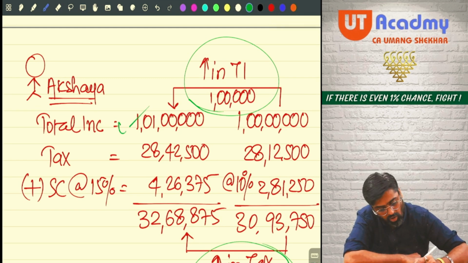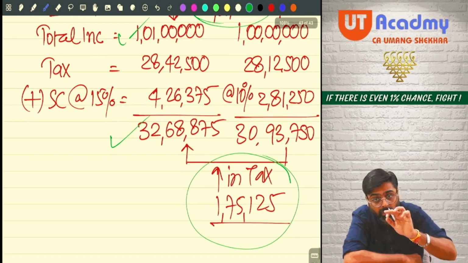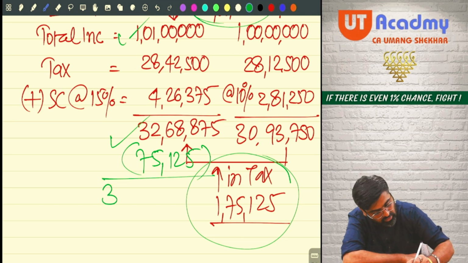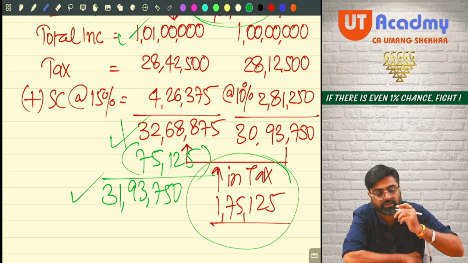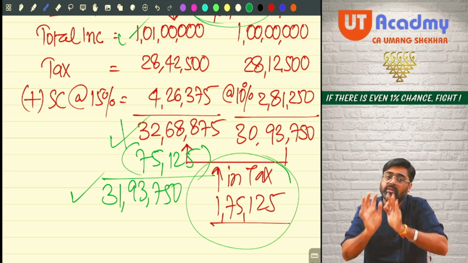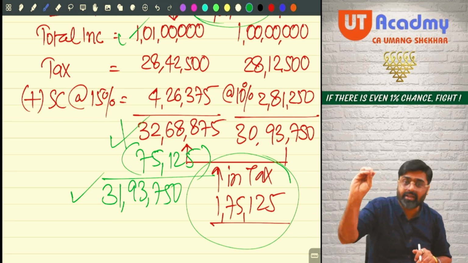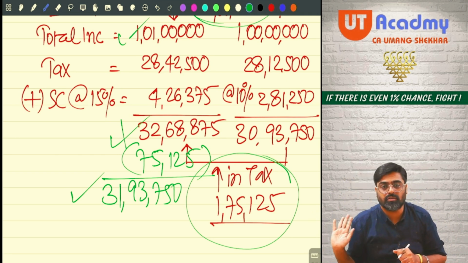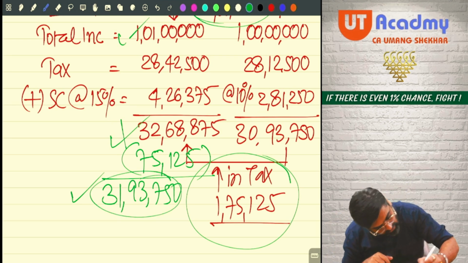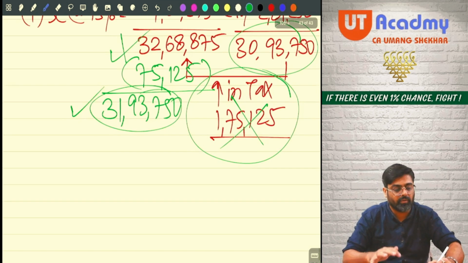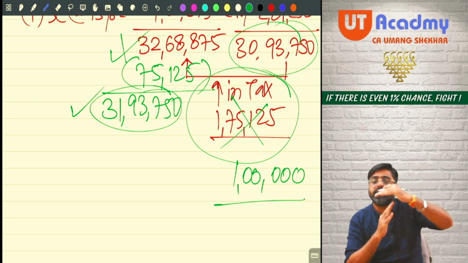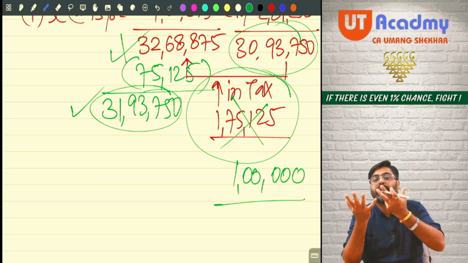So how much is her actual total income? 1 crore 1 lakh. How much tax including surcharge she is liable to pay? This much. But from this tax, she will now get a marginal relief of 75,125, so that her tax liability becomes 31,93,750. So government says, don't pay this tax, pay this tax. Tax including surcharge, we will not take 32,68,875. Tax including surcharge, we will charge only 31,93,750. Now please check the difference between this and this will not be 1,75,125. It will be only 1 lakh rupees.